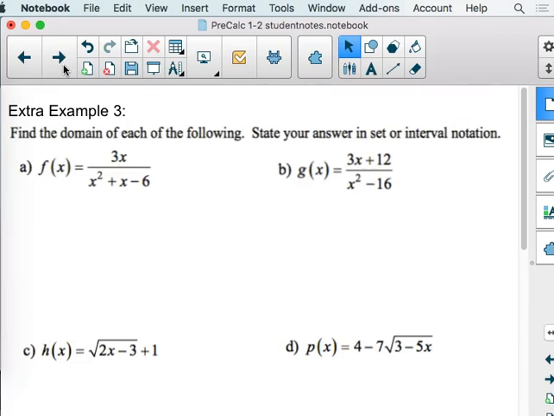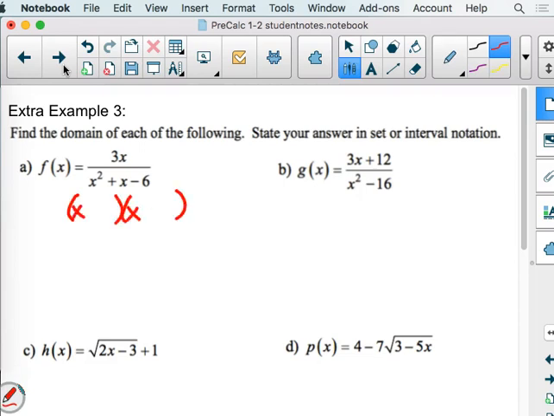Extra example 3 says, find the domain of each of the following. State your answer in set or interval notation. So I look at A, 3x on the top, hey, all real numbers. But it does have a denominator, and that means there's probably some zeros down there that we need to deal with. So how are we going to figure out where the zeros are for that denominator? Well, let's factor that little puppy. Let's see what happens.